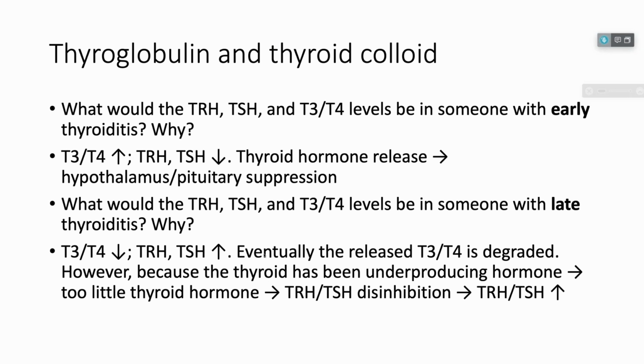So good. So yeah, the problem is that you've released all of the T3 and the T4, and it's been degraded in your body like all hormones eventually do. But because the thyroid has had too low of TRH and TSH for too long, you haven't replaced it. You don't have it. And so now you have too little thyroid hormone, which causes disinhibition of TRH and TSH, which causes an increase in TRH and TSH.